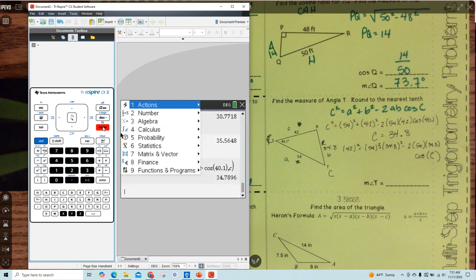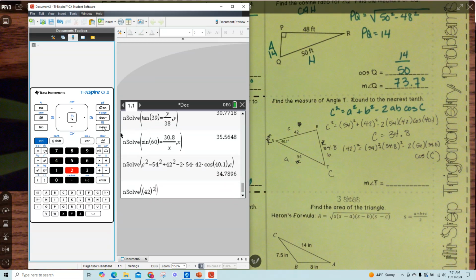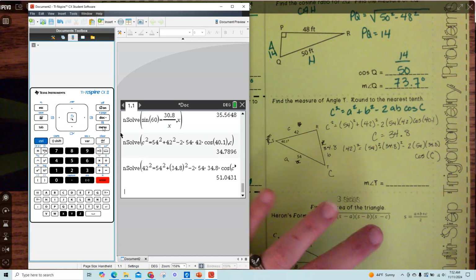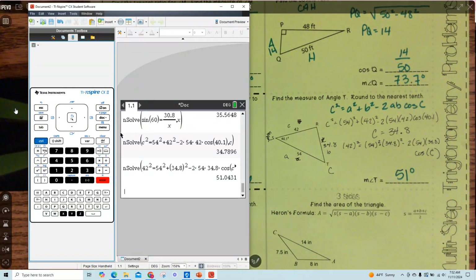Okay, so menu 3-1. So we've got 42 squared equals 54 squared plus 34.8 squared minus 2 times 54 times 34.8 cosine of angle C, comma C. Very tedious, lot of little pieces. So this would be 51 degrees.